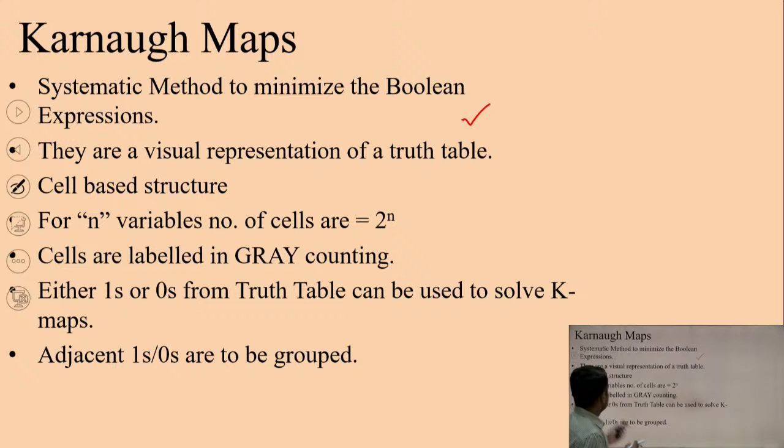They are a visual representation of the truth table. These are cell based structures. For n variables, the number of cells is 2 raised to power n, and this is the most important thing, used to prepare the structure of the K-map. For example, if we have 2 variables, then 2 raised to power 2, there will be 4 boxes or 4 cells in the K-map. Similarly for 3 variables, 2 raised to power 3 is 8.